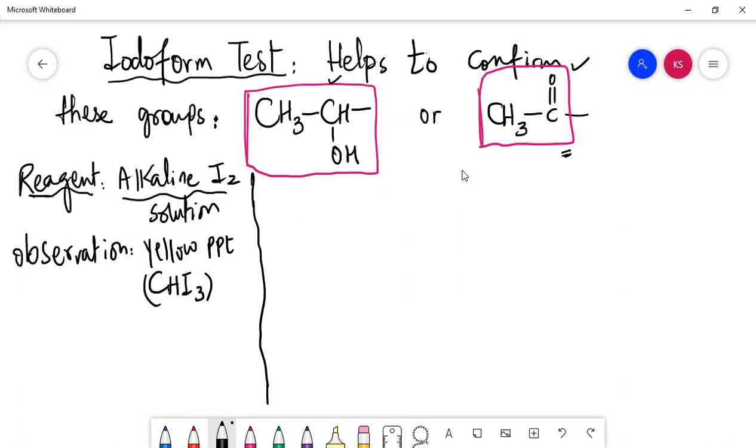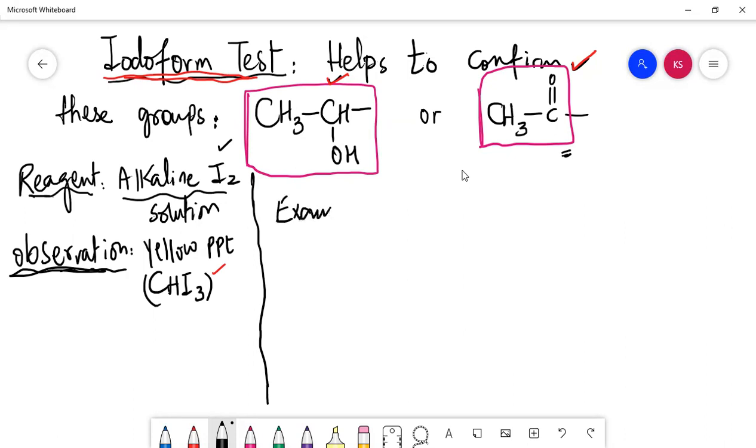Iodoform test को हम triiodomethane test भी कहते हैं, because इसमें we get this CHI3 which is triiodomethane, and it helps us to confirm this or this arrangement in a compound. And the reagent of this test is this alkaline iodine solution, like iodine mixed with NaOH, and the observation would be like yellow ppt of CHI3. अब examples इसके आप समझेंगे.